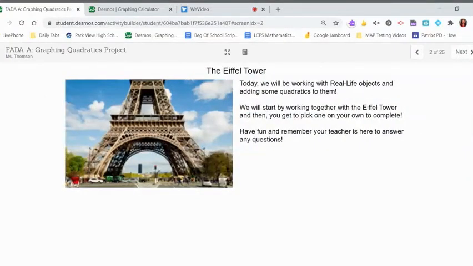The Eiffel Tower. Today we will be working with real-life objects and adding some quadratics to them. We will start by working together with the Eiffel Tower, and then you will get to pick one on your own to complete. Have fun, and remember your teacher is here to answer any questions.